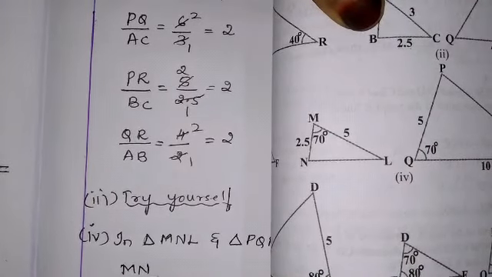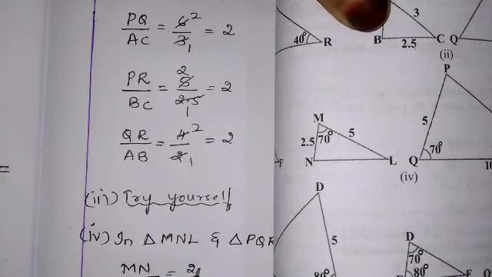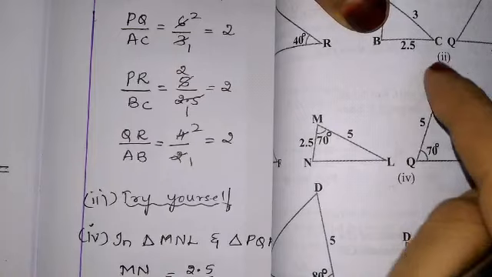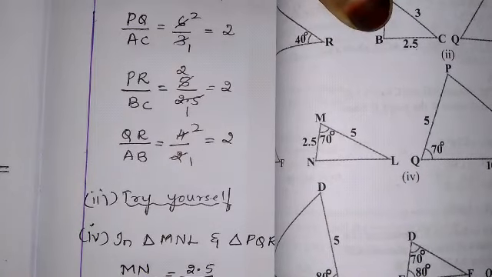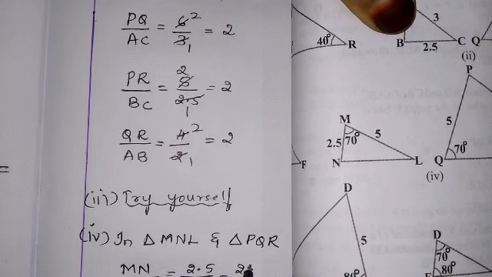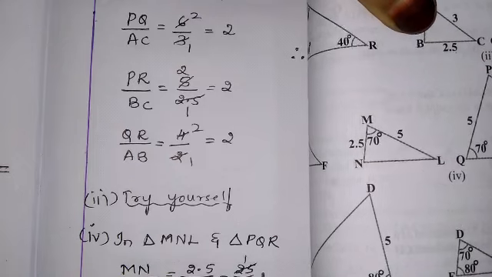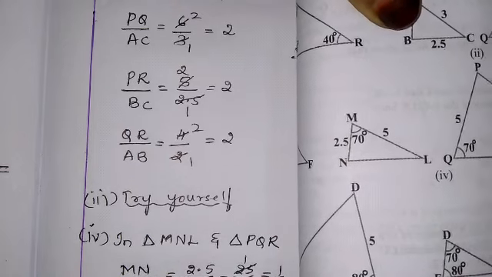MN upon PQ. MN how much? 2.5. PQ how much? 5. Here we can't cancel, but if I remove the point, it will be 25 and here 50. 25 ones are 25, 25 twos are 50. We got 1 by 2.